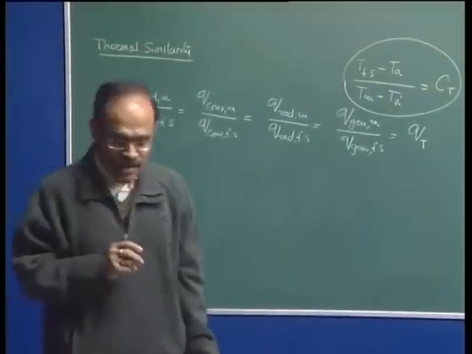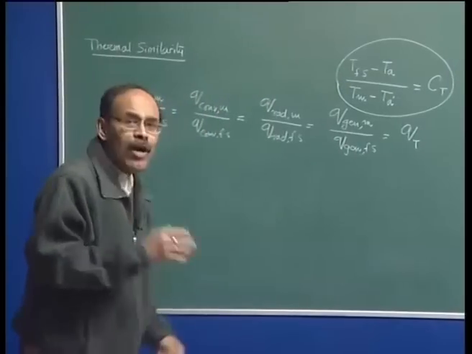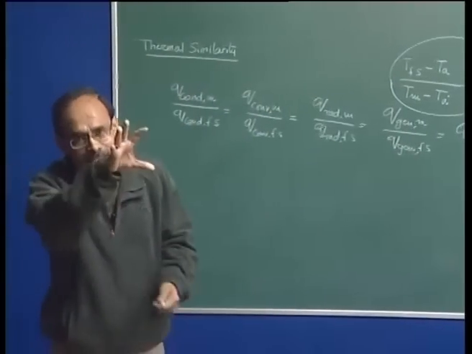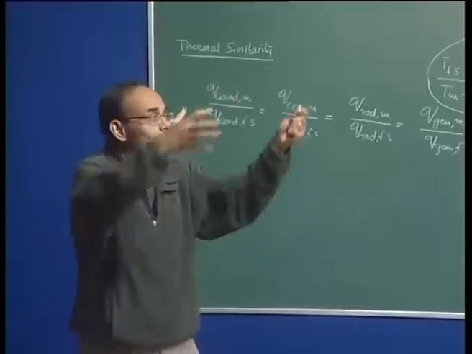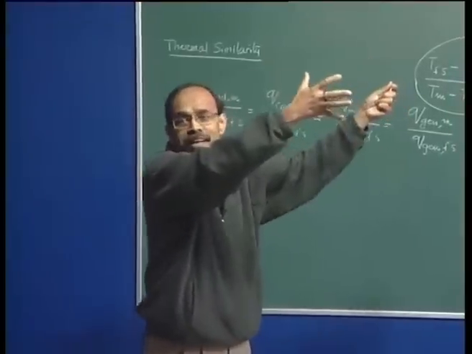These are the numbers that control. And where have these numbers come from? These numbers have followed from two different routes. One was the governing equation. I have taken the Navier-Stokes equation.